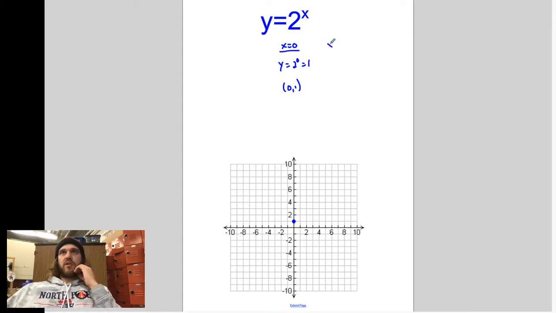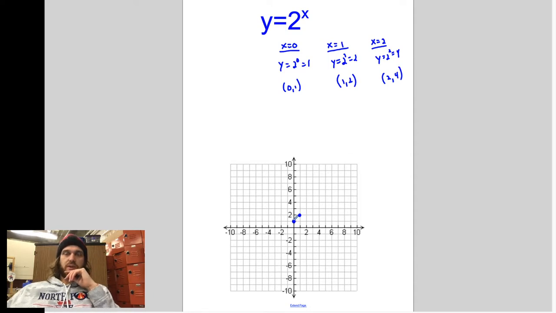All right, so here we go. x equals 1. We're going to plug that in and see what happens. y equals 2 to the first, which is 2. And you end up with (1, 2). Hey, that's not too bad. I can manage this. And how about x equals 2? What's going to happen here? We get y equals 2 to the second, which is 4. So we get the point (2, 4).